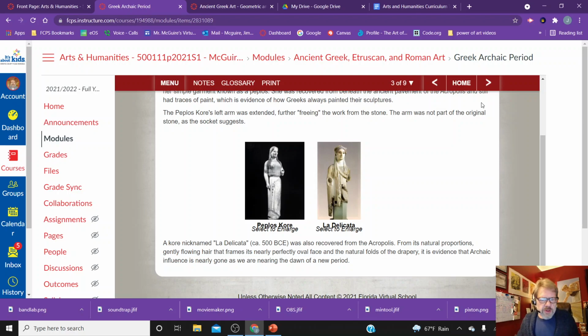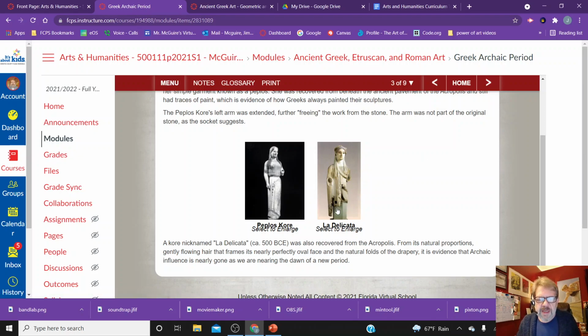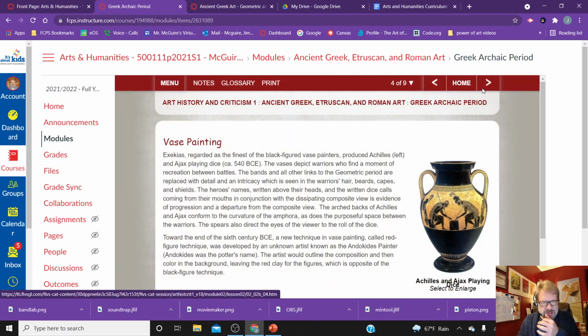From its natural proportions, gently flowing hair that frames the nearly perfect oval face, and the natural folds of drapery, it's evident the archaic influences are nearly gone and we're drawn to the new period. And we can see the smile is fading away and we're getting more of a naturalistic look in the face. This is kind of small, I wish we could see that a little bigger. But again, looking at how naturalistic the clothing itself was depicted.